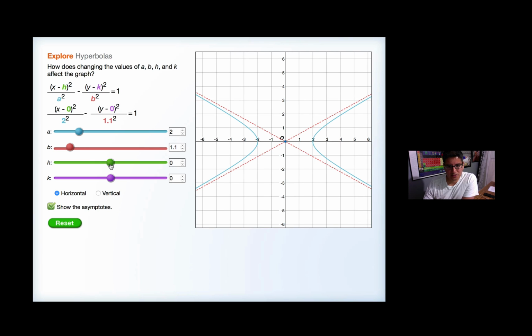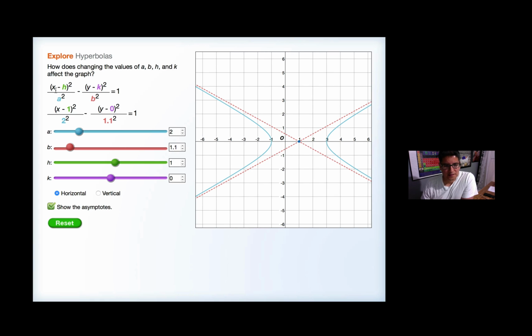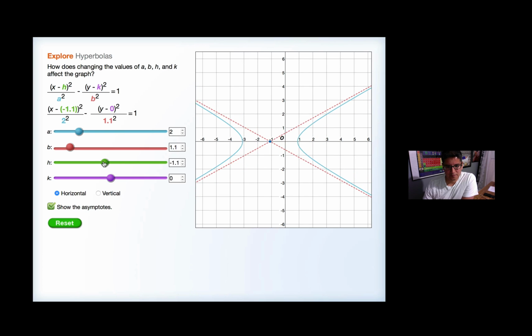So I'm going to manipulate the h. So when I have h minus 1, for example, notice how it shifts over to the right, 1, when it's positive 1. So the standard formula is x minus whatever your h term is. So look what happens when I have a negative 1. So that's essentially x plus h. When it's a negative h, you move over to the left. Now it's a negative h, but your equation will look like x plus 1.